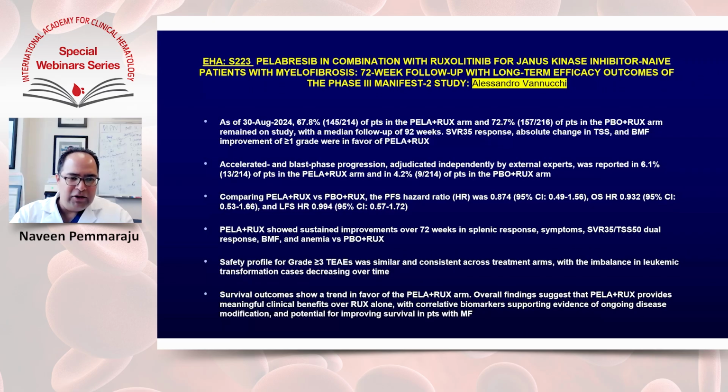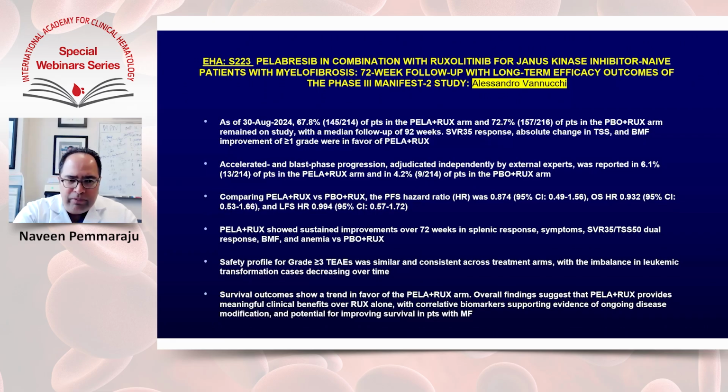They found that accelerated blast phase progression as independently evaluated was reported in a low frequency, 6.1% of patients in the Pela-Rux arm, 4.2% in the placebo Rux arm. They compared these two groups and found that the combination arm showed sustained improvements over 72 weeks in spleen response, but also symptoms, SVR35, TSS50, dual response, marrow fibrosis, anemia, etc. Safety profiles seem to be similar and consistent with the earlier updates, and even the leukemic transformation events appear to be decreasing over time, and the two groups appear to be more similar to each other than was previously thought.